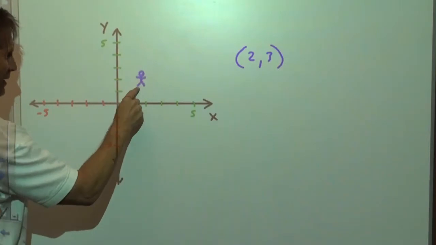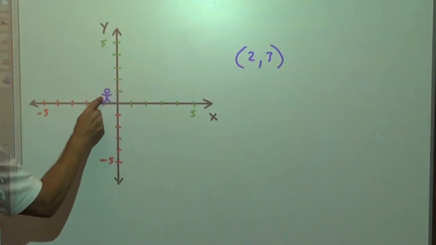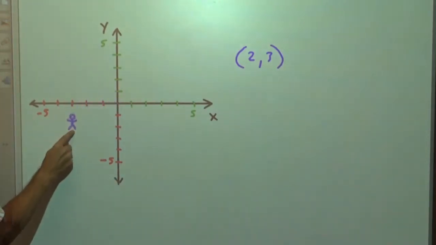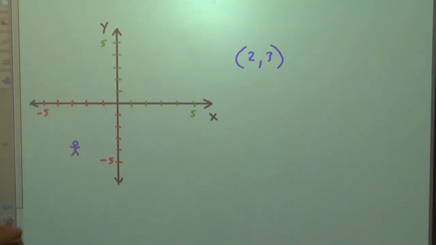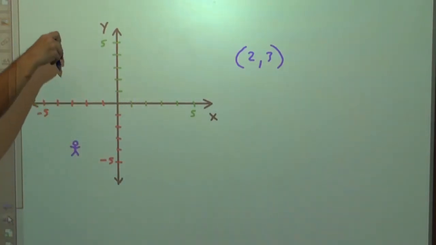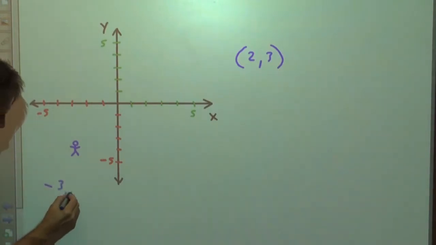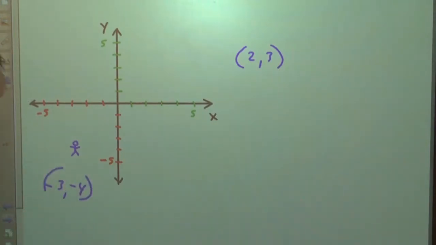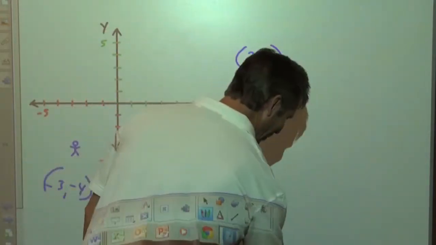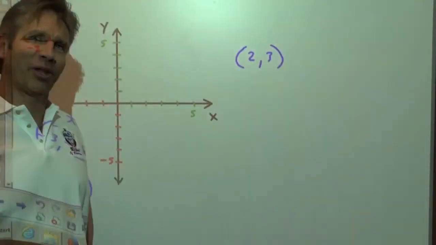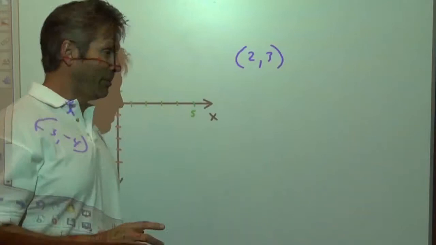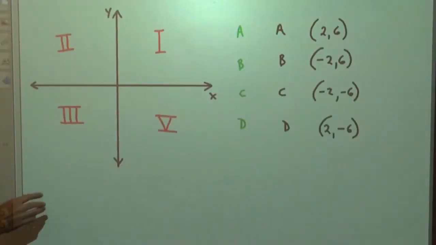If I end up down here the next day for no reason at all, I go 3 units this way and 4 units down, no problem. I've gone 3 in the x direction and down 4 blocks to the south, so I am at the point negative 3, negative 4. So even though the memory ain't what it used to be, I've got things in place for my retrieval on a daily basis. It's all about planning.